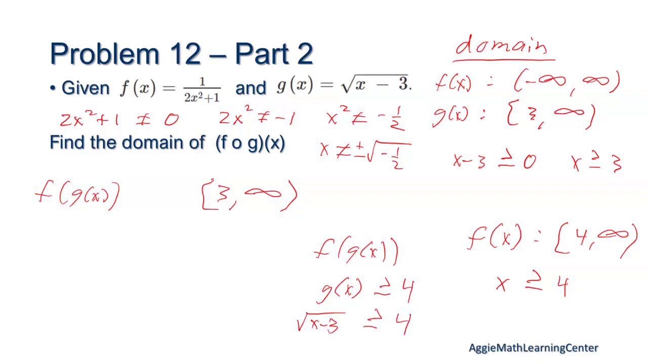So that's what would happen if the outside function has domain restrictions. If it's only the inside function that has domain restrictions, like in this case, g of x is the only one that does, that's the only one that you have to worry about. Because anything you get will be able to be put into f.